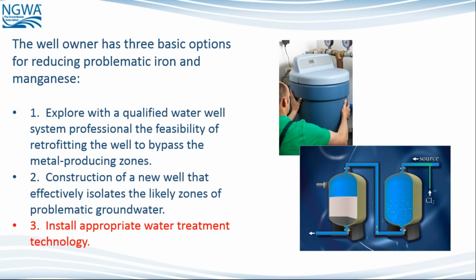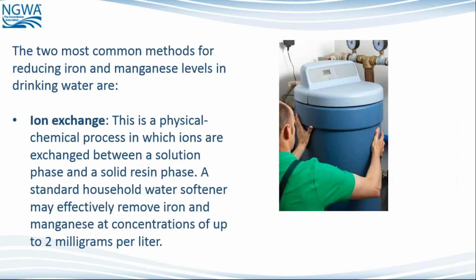The third one, of course, would be the installation of water treatment technologies at the surface. And basically, when we look at water treatment for iron and manganese control or removal, the two most common that I'm going to go over today would be, number one, ion exchange. And I think a lot of us are familiar with water softeners. A lot of homes today have water softeners installed in them, and this is a typical ion exchange technology.